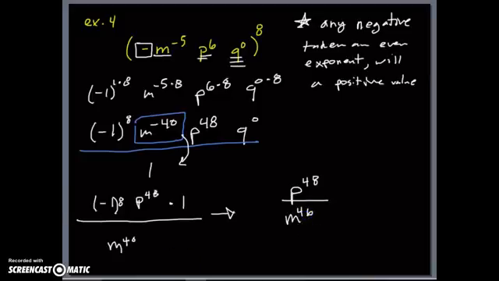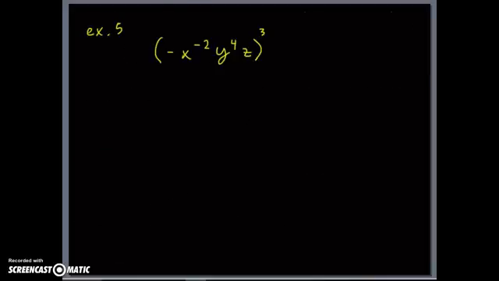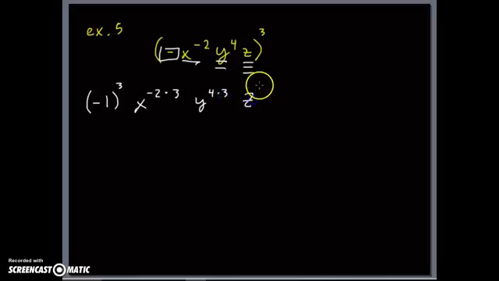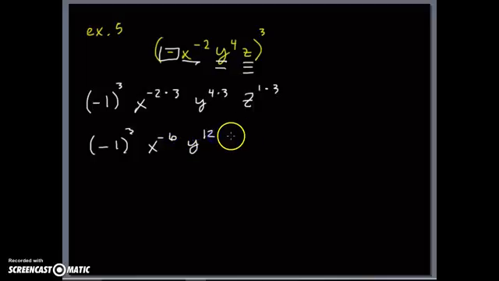Two more examples. Oh, actually just one more example. Example number 5. We've got a negative base. We've got x, y, and z. We can rewrite this as negative 1 to the 3rd, x, negative 2 times 3, y is 4 times 3, and z is 1 times 3. We can simplify this as x to the negative 6th, y to the 12th, z to the 3rd.